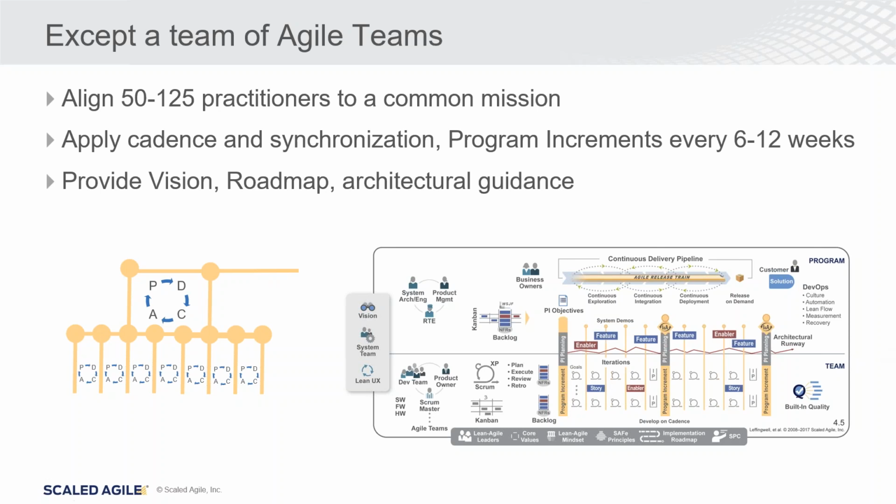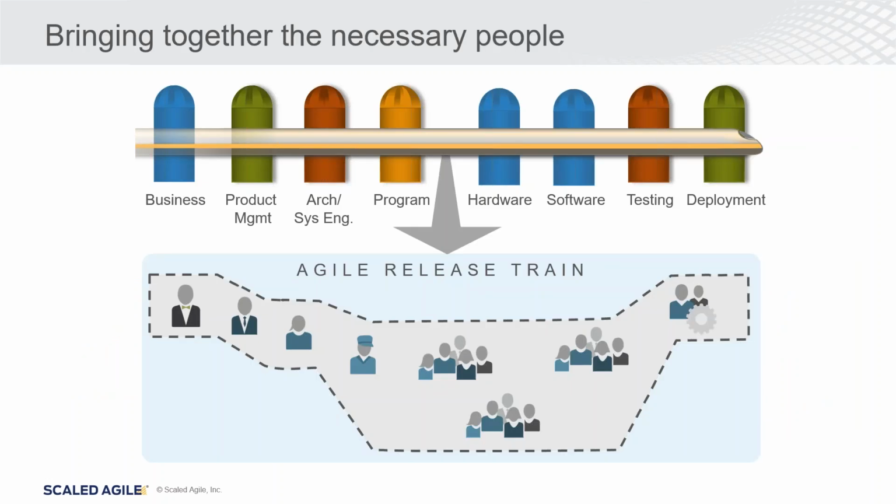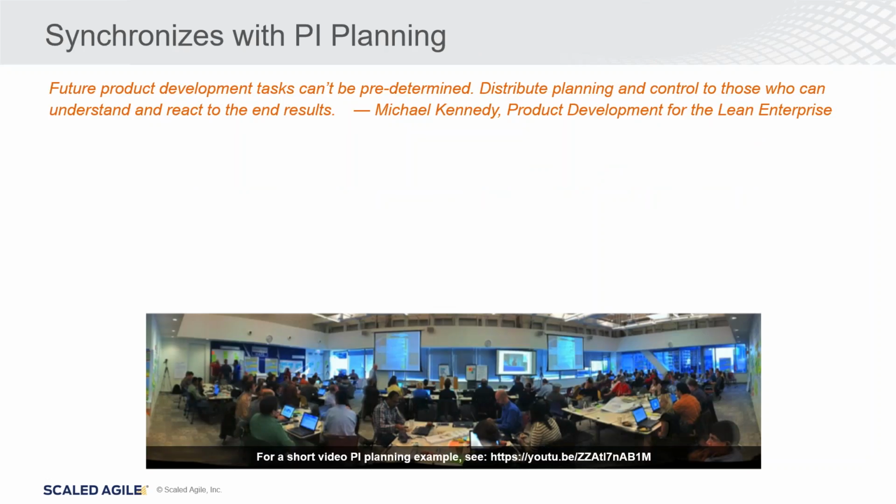At the program level, that's where the vision and the roadmap, as well as architectural guidance, is established. And we also, at the program level, bring people together when they're necessary. Again, we do that through the Agile release train. This picture depicts what's quite often the different siloed organizations, and the Agile release train brings those representatives from each organization together as a collaborative team at the program level through the Agile release train, or ART.